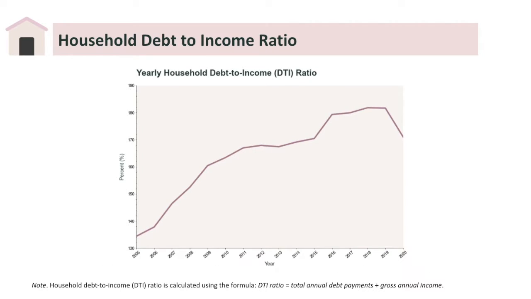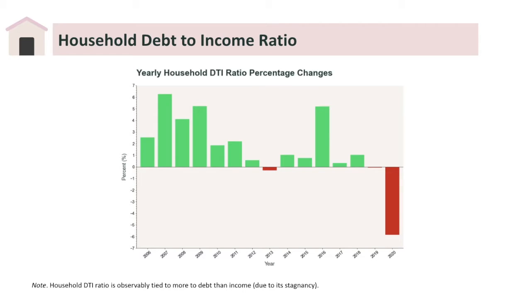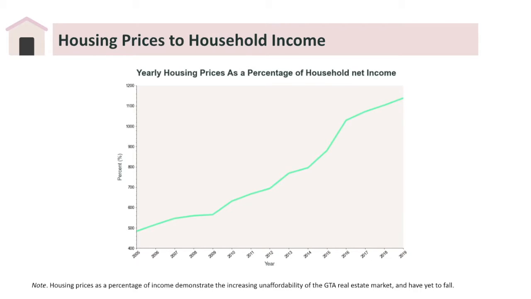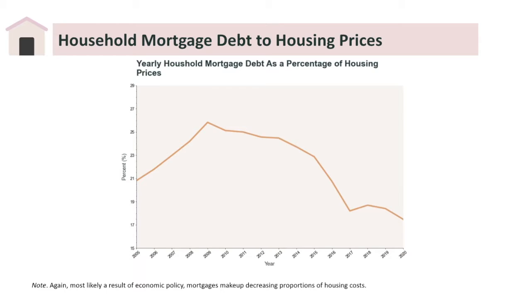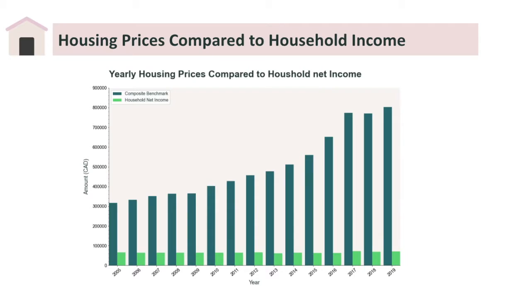Household debt to income, also known as household DTI, is shown using a line graph, and then later with a waterfall chart for its percentage changes. Housing prices as a percentage of household net income is demonstrated using a line graph, and the same occurs with mortgage debt as a percentage of housing prices. And finally, there are comparisons between all the different variables which help illustrate relationships. And at the end of each comparison is an additional slide with a written component helping elaborate the relationship.